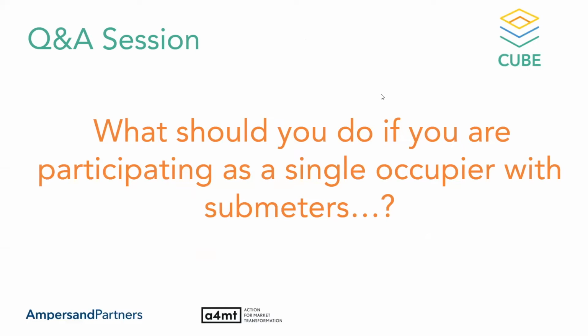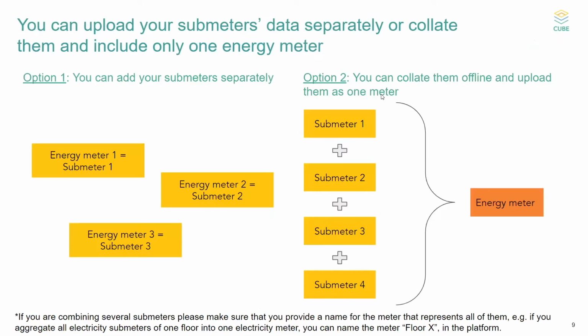One thing that you need to know as a candidate is how to deal with your submetered buildings. If you're a single occupier with submeters, then you have two options. You can either create a separate energy meter for each submeter you have, meaning that if you have 3 submeters for electricity, then you need to create 3 separate energy meters for electricity and include your consumption from submeter 1 in the energy meter 1, your consumption from submeter 2 in the energy meter 2, and your consumption from submeter 3 in your energy meter 3.